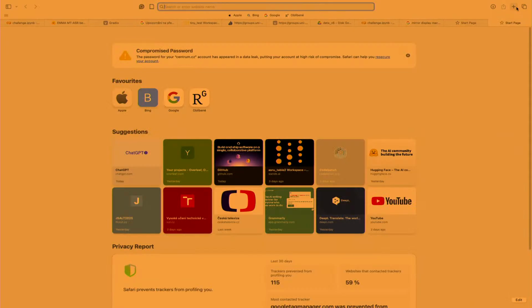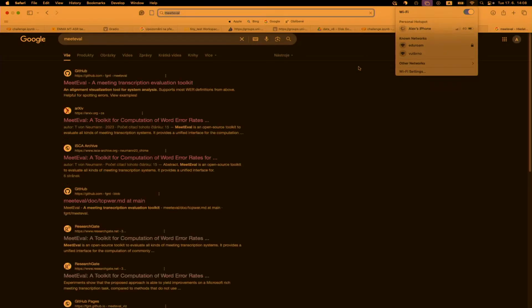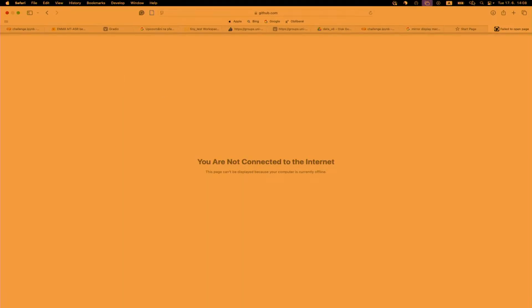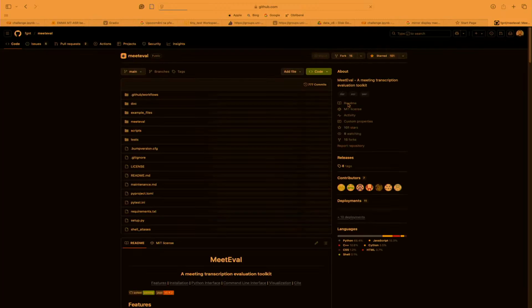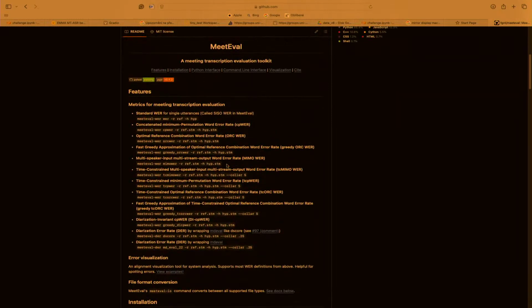Let me open the... Okay, so here is the GitHub. You can see there are a lot of metrics, so you can even compute something like diarization error rate, word error rate, TCP word error rate, which Samuel introduced before, or he introduced CP word error rate.